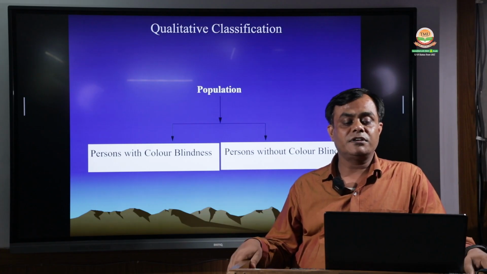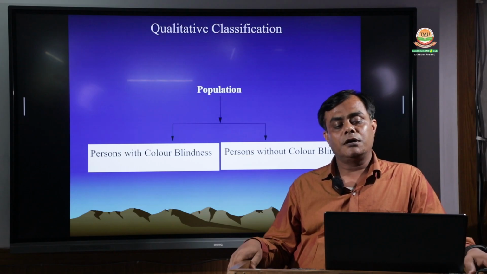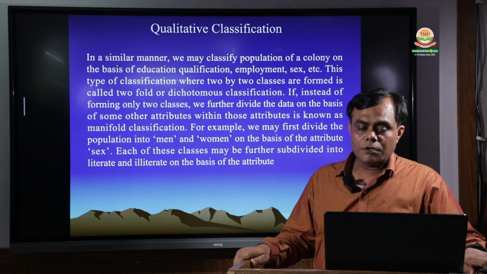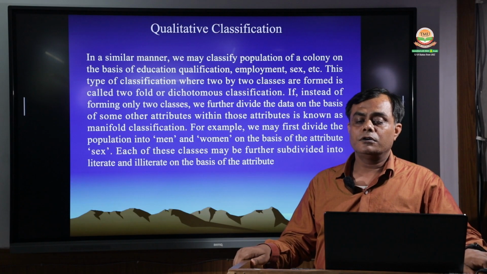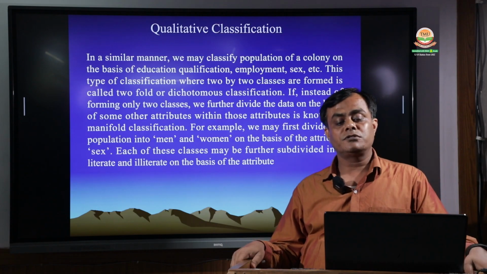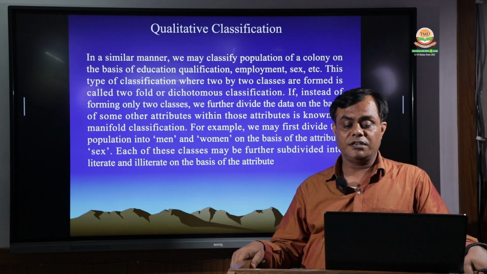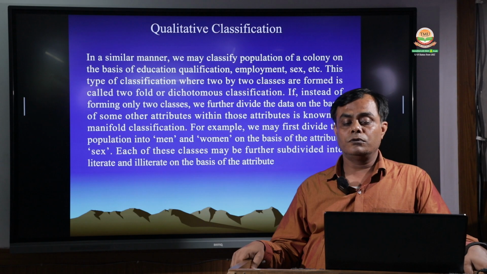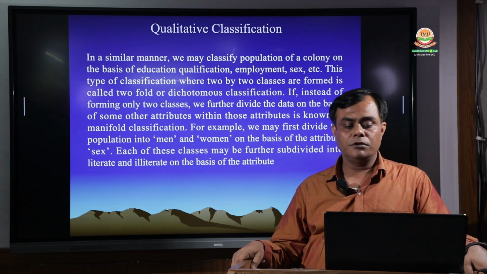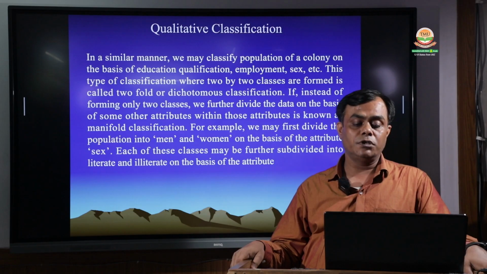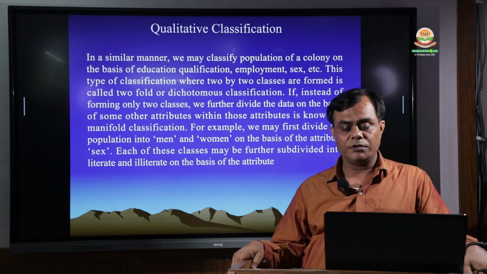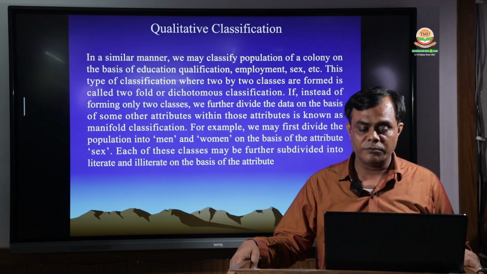In a similar manner, we may classify the population of a colony on the basis of educational qualification, employment, sex, etc. This type of classification, where only two classes are formed, is called two-fold or dichotomous classification. It means that when we form only two classes, that type is the dichotomous classification.